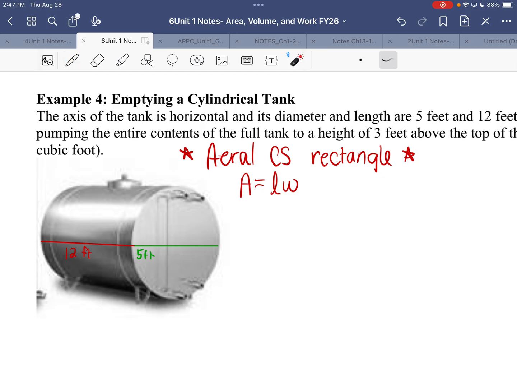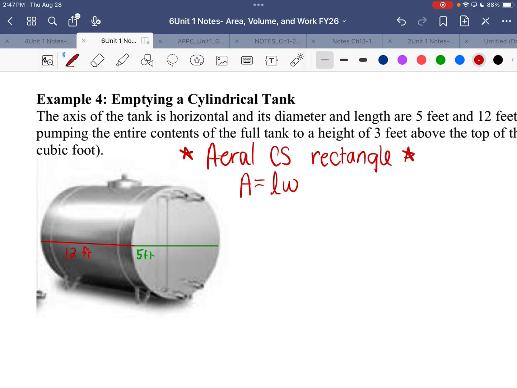Now, as I slice through this rectangle, is my diameter changing? Yes, this part is smaller at the top than it is in the middle. And then it gets wider again near the bottom, and then it starts getting narrow again. So the diameter, or the width, is changing. Is the length changing? No.